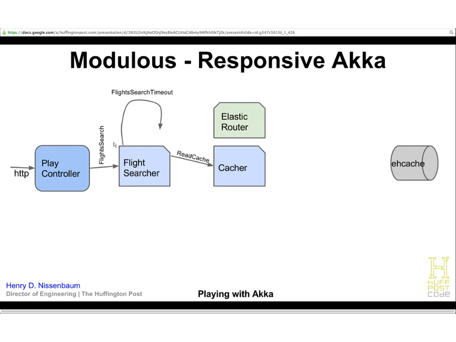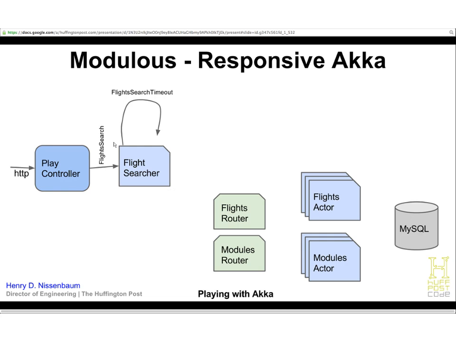The flight searcher is now going to hit the cache and ask if it's got the data. In this particular example, what I'm going to say is the cache response is it's empty. Otherwise, this story would be cut brief, and it's just not that interesting. And so the flight searcher realizes, okay, I've got to get the data for flights and modules. It'll make two requests, two messages, one to the flights router, one to the modules router.